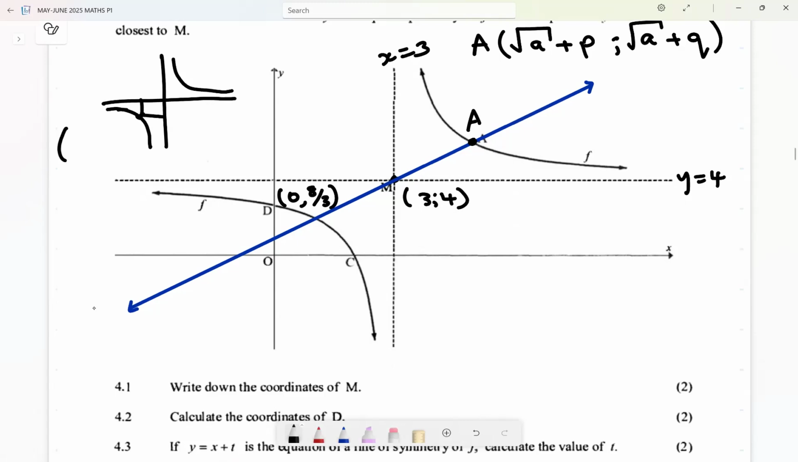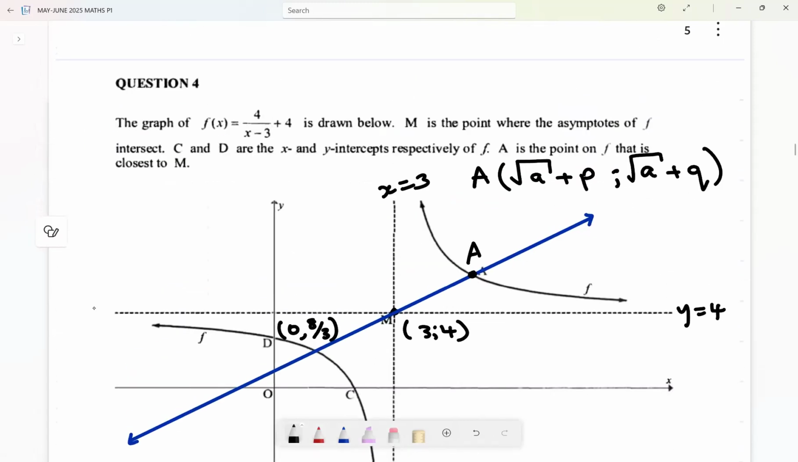So I was going to use negative square root of A, since it is going to be negative, plus P again, and then negative square root of A on the y, because y is also negative, plus Q. But in this case, that's not the case. So it's going to be this one. And then when I substitute, I'm going to substitute here. A is going to be square root of 4 plus what is P? What is P, guys?